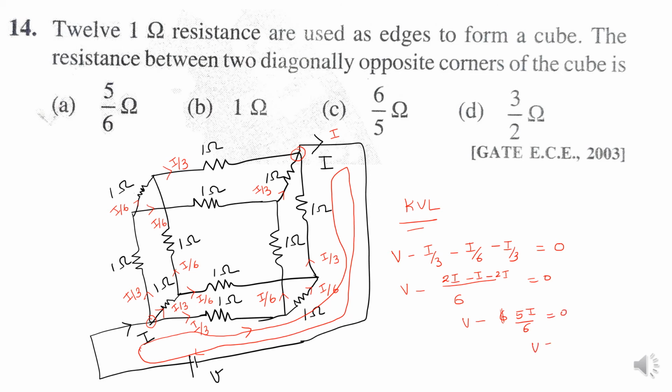So V is equal to 5I by 6. What is V by I? That is 5 by 6 ohm. So this is the correct answer.